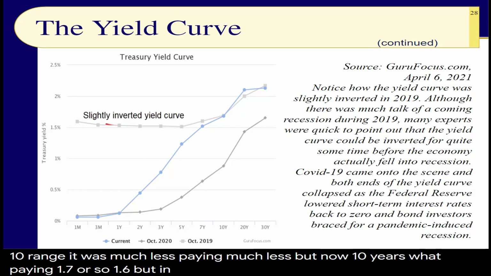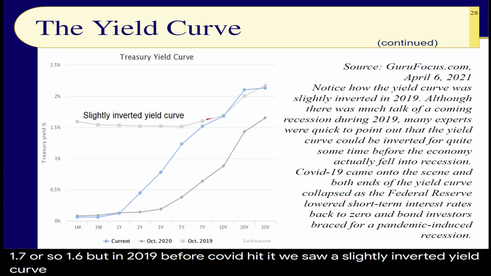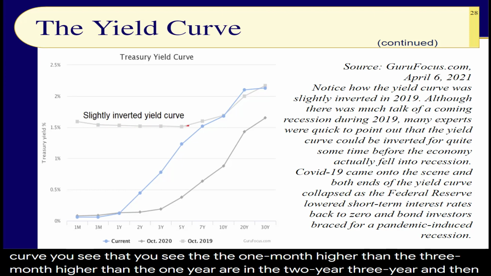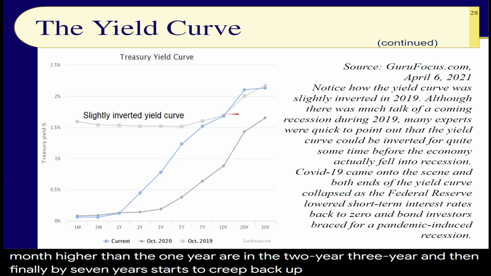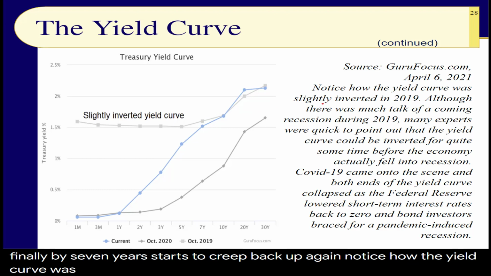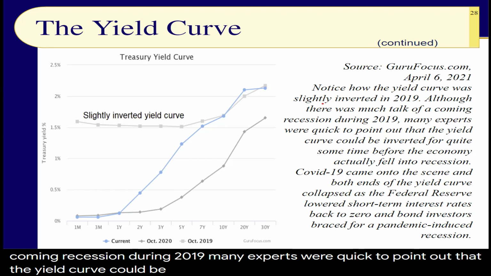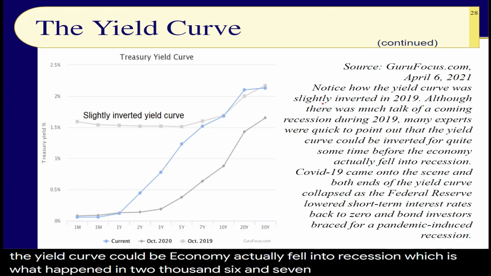But in 2019, before COVID hit, we saw a slightly inverted yield curve. You see that? The 1 month higher than the 3 month, higher than the 1 year, higher than the 2 year, 3 year, and then finally by 7 years it starts to creep back up again. Notice how the yield curve was slightly inverted in 2019, although there was much talk of a coming recession during 2019. Many experts were quick to point out that the yield curve could be inverted for quite some time before the economy actually fell into recession, which is what happened in 2006 and 7.